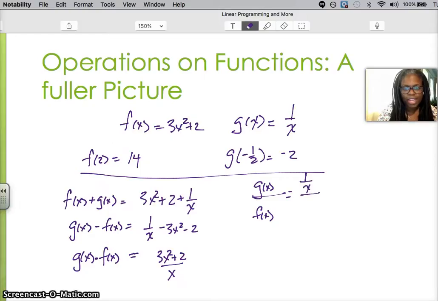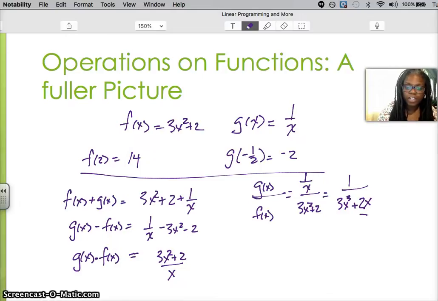If I have 1 over x and then 3x squared plus 2, could you simplify this? Hopefully you said, of course I can. It's 1 over 3x to the third power plus 2x. So when you add, subtract, multiply, or divide, you can simplify and create this new function. The new function has properties of its own, and you'd have to consider the domain and the range.